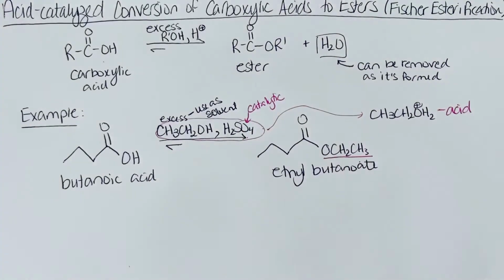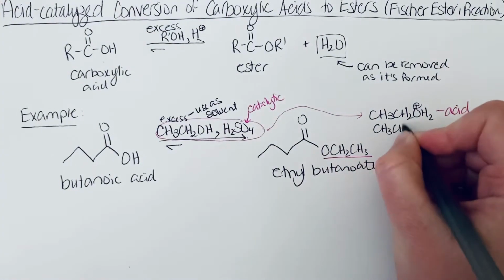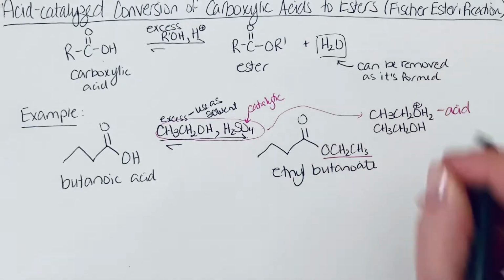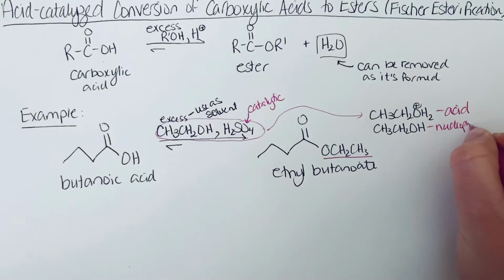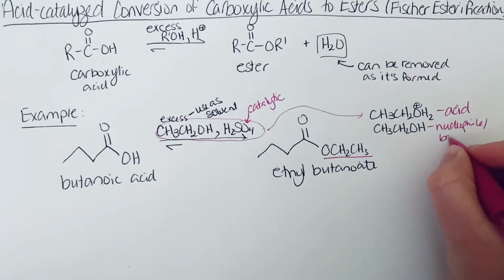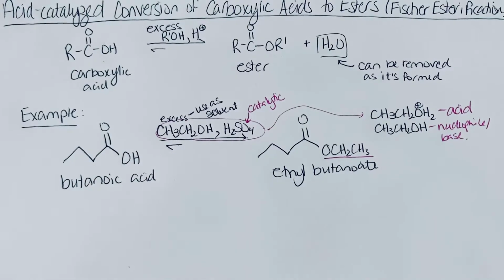So you would have that alcohol, the protonated alcohol. So this is available to act as an acid if you need to have a proton transfer. And then most of your solution is going to be the neutral alcohol. And so this can act as the nucleophile in the reaction. And it could also act as a base in the reaction. So we're going to go through and draw the mechanism now.